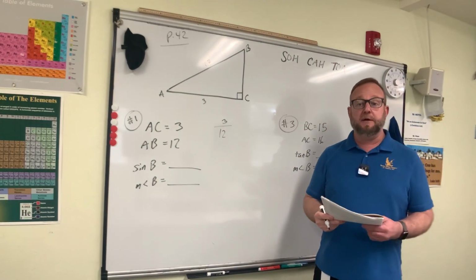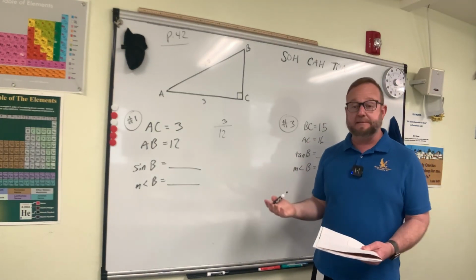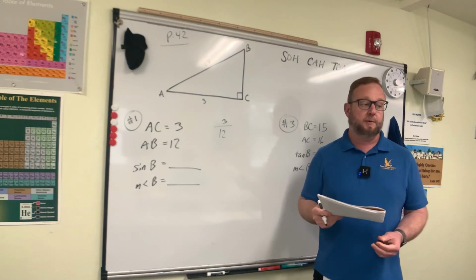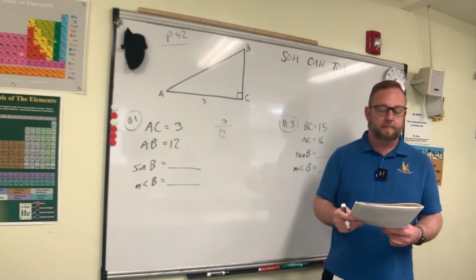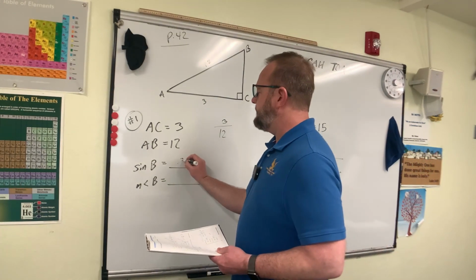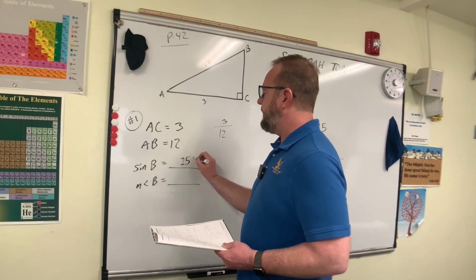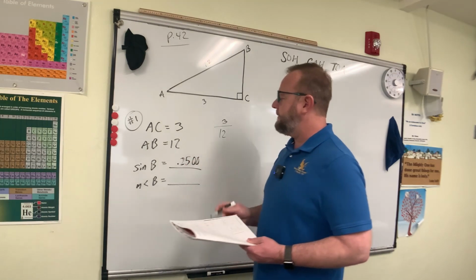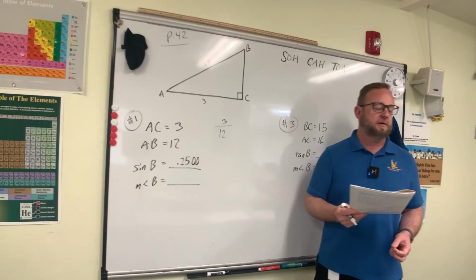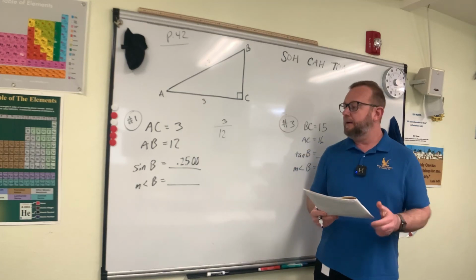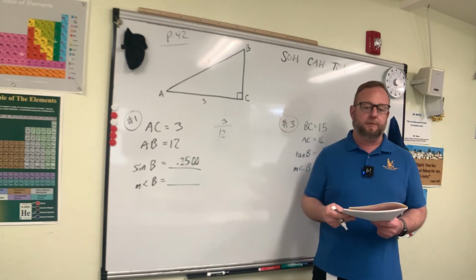So when I do 3 over 12, 3 divided by 12 is? What do you get? 0.25. So yeah, you should get 0.25, and then you go ahead and add the extra, so you get 4 decimal places, because I need to look this up in my table.